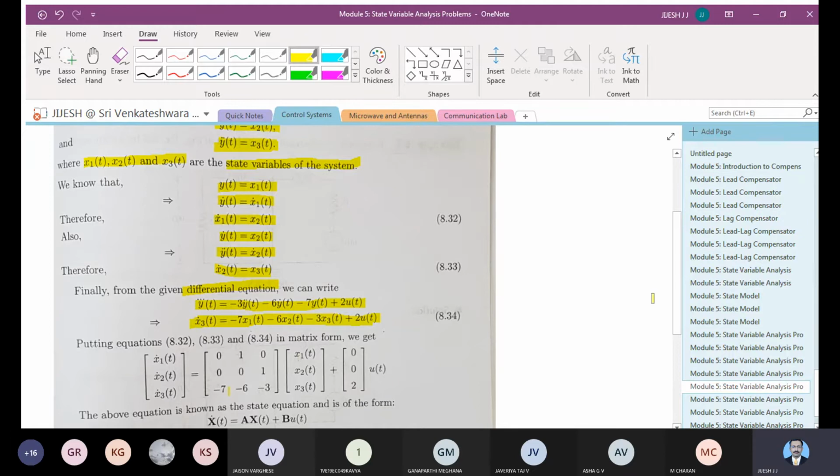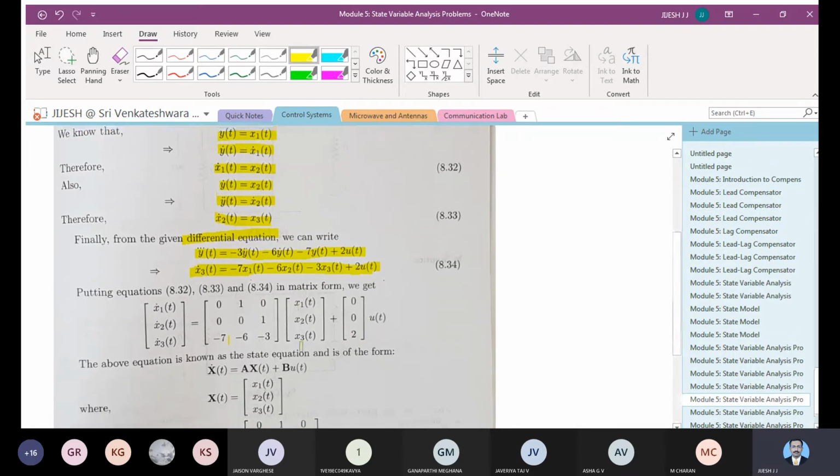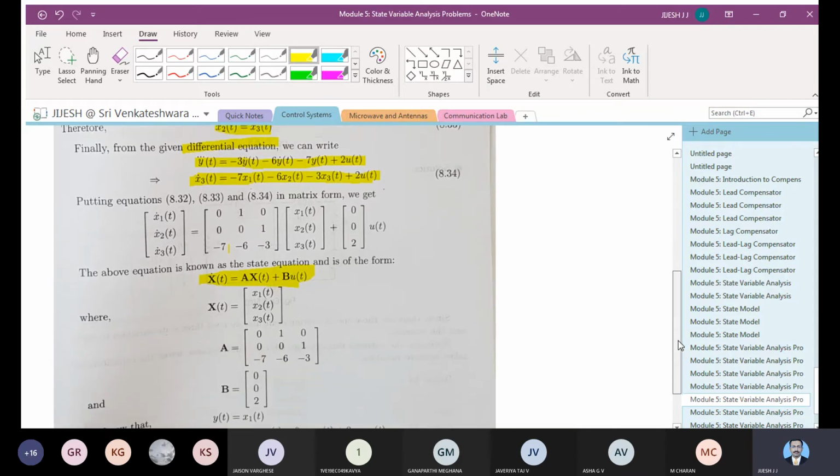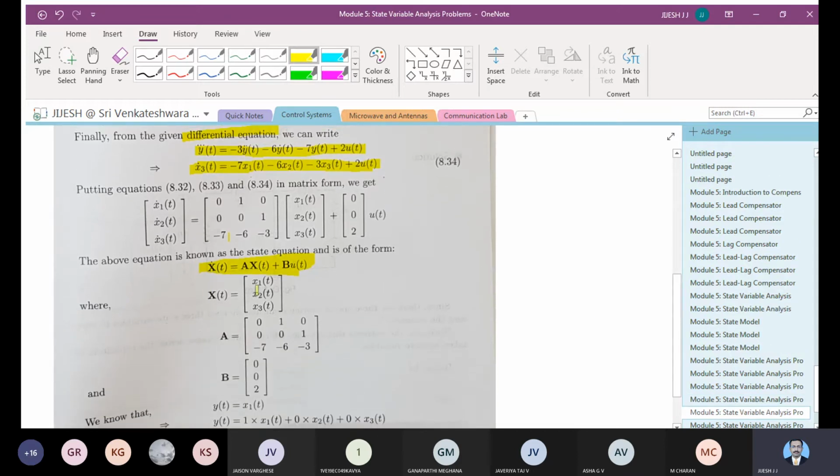So finally, it comes in which form? Then it will come in the form of x dot of t is equal to A x of t plus B u of t. So x of t is what? x of t is x1, x2, x3. A is what? It is 0, 1, 0, 0, 0, 1, 7, this matrix, and B is this matrix 0, 0, 2.